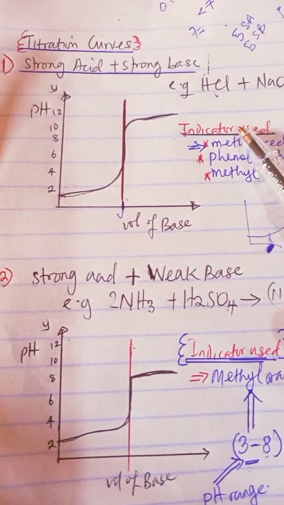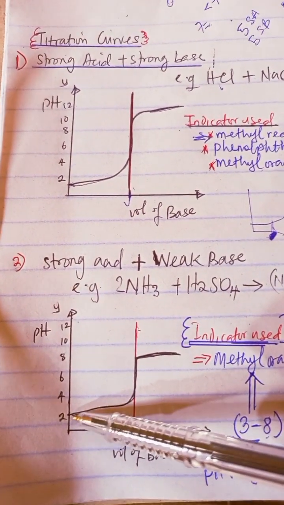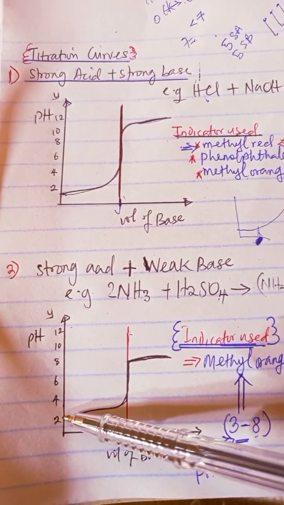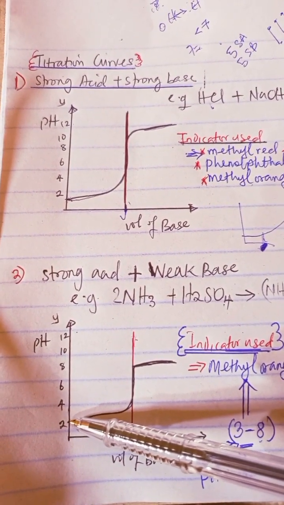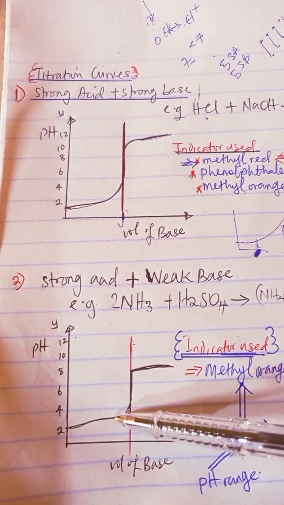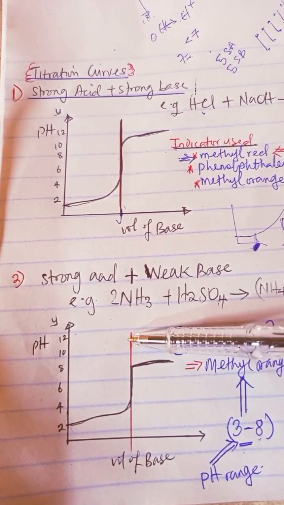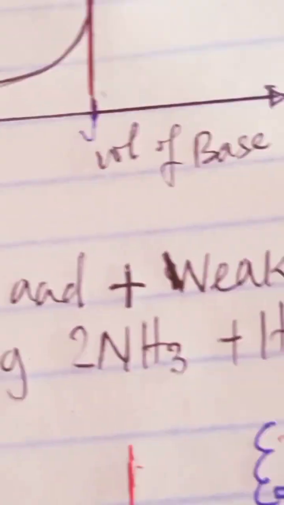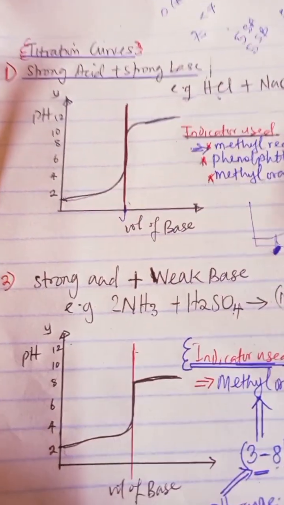Now look at what the graph looks like. It starts very low because H2SO4 is a strong acid, so it starts very low down here, something close to 2 or 1.8. Then it gets to this point. As you're adding the base, the ammonia, the pH will be rising. Then at this particular point, it will spike again. That's to tell you this is where you have the equivalence point.